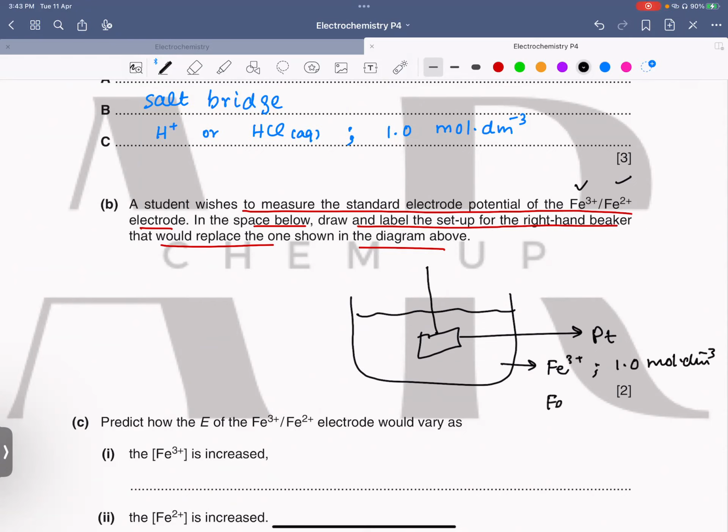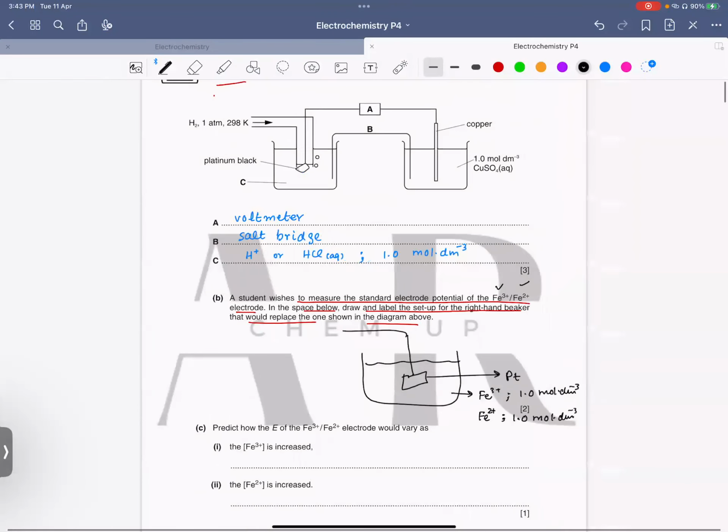In the same way, this solution has Fe2+ ions in 1 mole per dm cube solution. And it is going to be connected to the whole setup which is on the left of the above diagram.